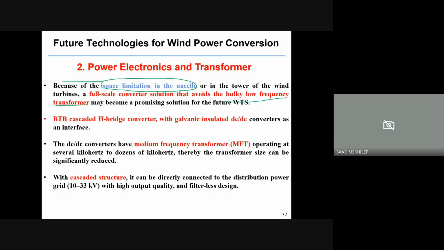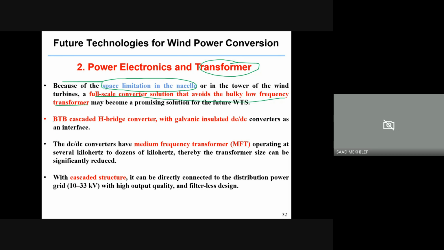Okay, so one of the solutions is to remove the low-frequency transformer from the system at all, because as we know, low-frequency transformers scale with the power rating. As the power rating goes higher, the transformer, and I'm talking about the low-frequency transformer, the 50 hertz or 60 hertz, grows. So removing these transformers can reduce a lot of space inside the nacelle of the wind turbines.